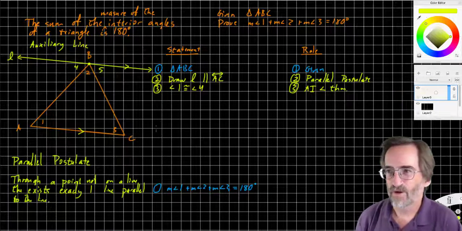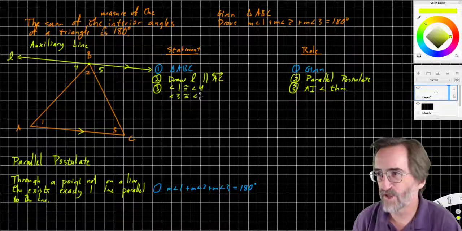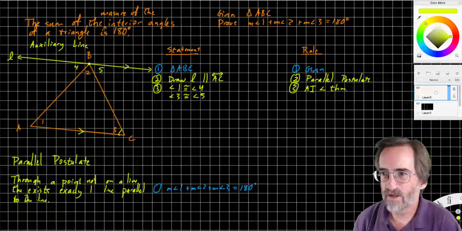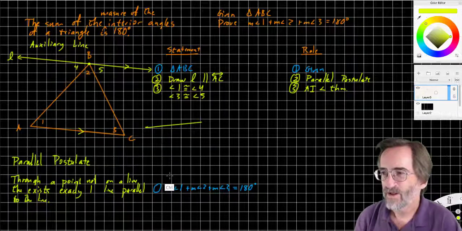Alternate interior angle theorem. And for the same reason, angle 3 is congruent to angle 5. Also for the same reason, 3 and 5. Picture it like this. Alternate interior angles are congruent. So 3 is the same as 5.